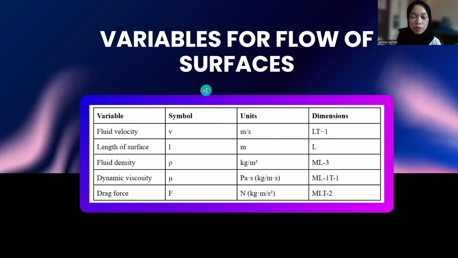So these are the variables used for flow over surfaces. There are 5 variables which are fluid velocity, length of surface, fluid density, dynamic viscosity, and drag force. So that will make it a total of 5 variables and the 3 dimensions used.